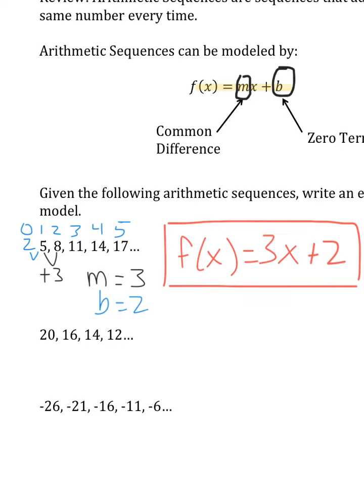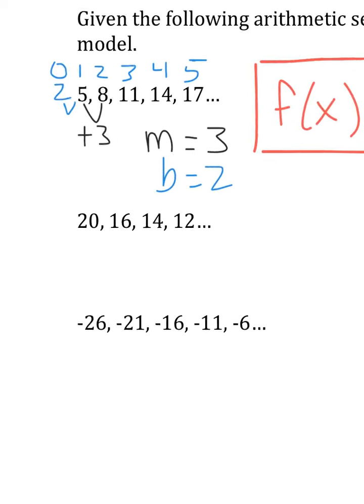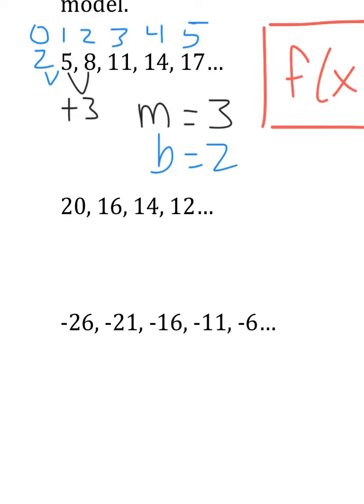And we'll talk in a little bit about why we might want to do something like that. For this next one, this 20 is supposed to be an 18. It was just a little typo in there. But if we have 18, 16, 14, 12, our common difference is going to be negative 2. It looks like we're subtracting 2 every time. So m is equal to negative 2.